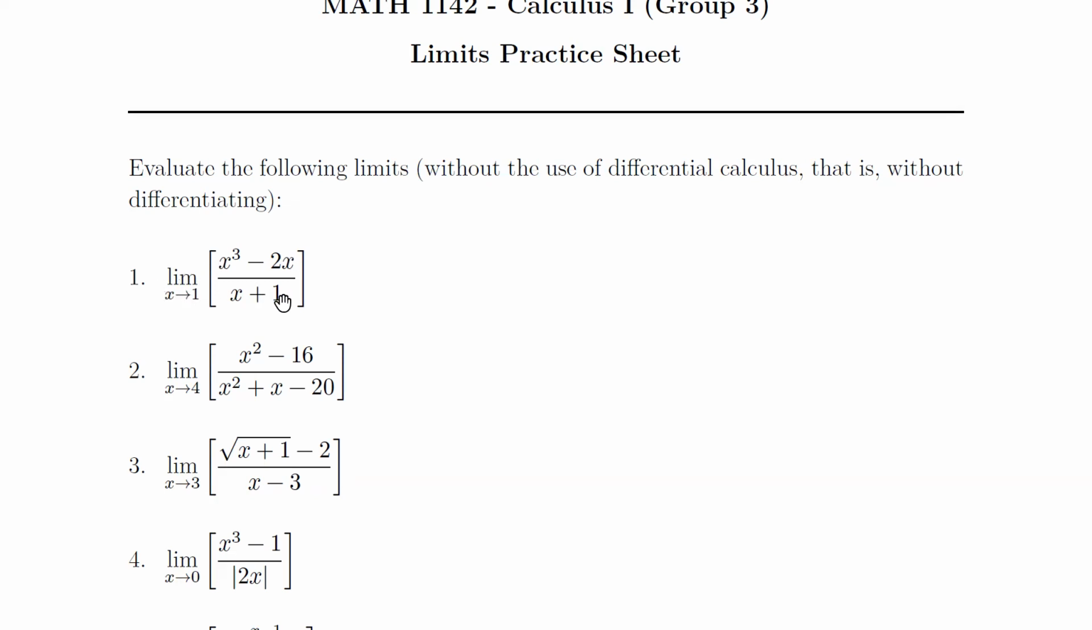Right, so as x approaches 1, if we look at the denominator, we see that the denominator approaches value 2, which is non-zero. And also the numerator has a finite value. So we can simply work this out using the theorems that we did in class.